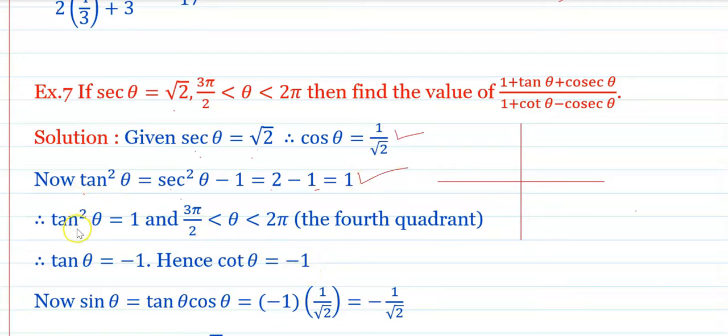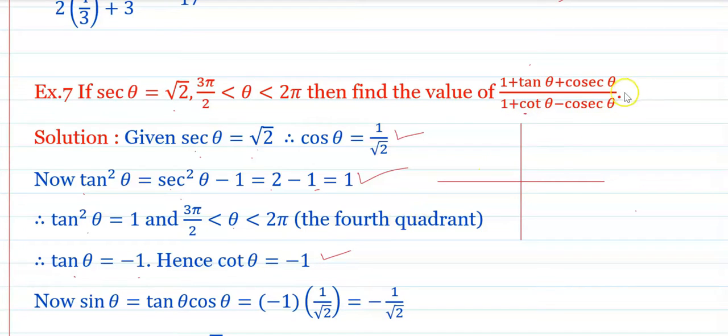What about the next? Here tan square is 1. Okay. And theta lies in the fourth quadrant. If we take its square root, you will get 1. But tan is negative in the fourth quadrant, and hence tan of theta is minus 1. Its reciprocal, that is also minus 1. Okay. So we got the value of cot and the value of tan.